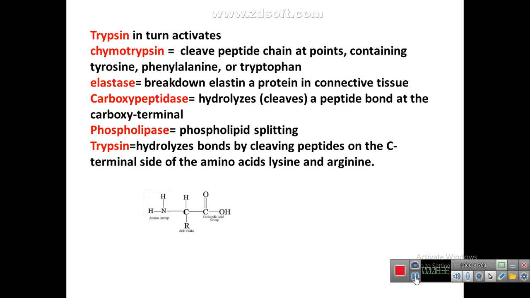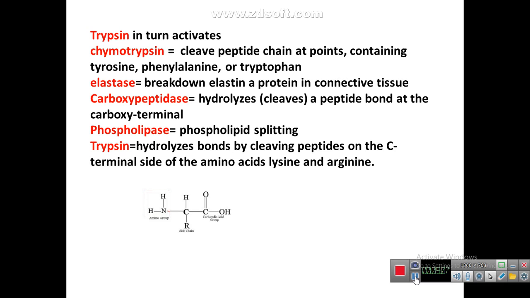This means this enzyme breaks down the polypeptide chain at the specific positions where these amino acids are present: tyrosine, phenylalanine and tryptophan. Second, elastase, the function of which is to break down elastin. Elastin is a protein that is present in connective tissue. Third one is carboxypeptidase. It hydrolyzes or cleaves a peptide bond at the carboxy terminal.